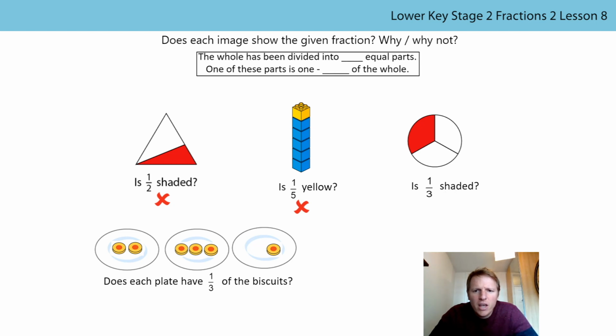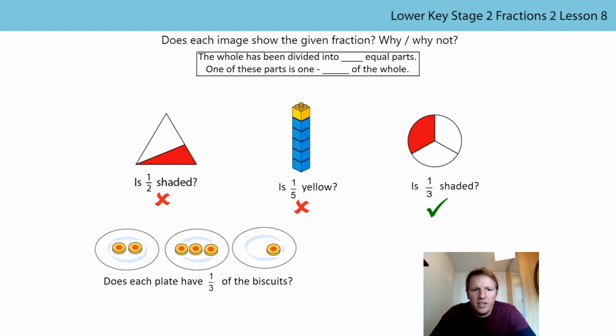Does it look now like the parts are of equal size? It does, doesn't it? There's 2 white parts and there's 1 red part, and they are all equal size. So now we can go to our sentence. Let's say this together. The whole has been divided into 3 equal parts. One of these parts is 1/3 of the whole. So now that sentence is correct, or that question, I should say. There is 1/3 of that shape shaded.